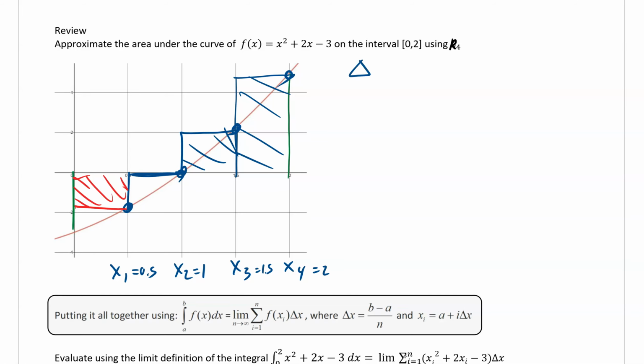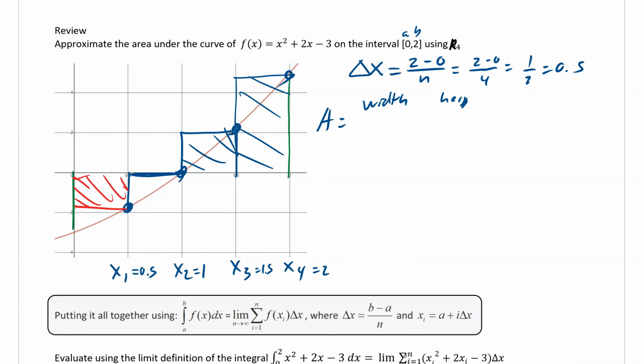But first you have to find our delta x. And so that would be our a and b. So 2 take away 0 over n. And our n here is 4. So this is 1/2 or 0.5 like we have. So our area would be our width times our heights. So again, that would be delta x times all of our heights.